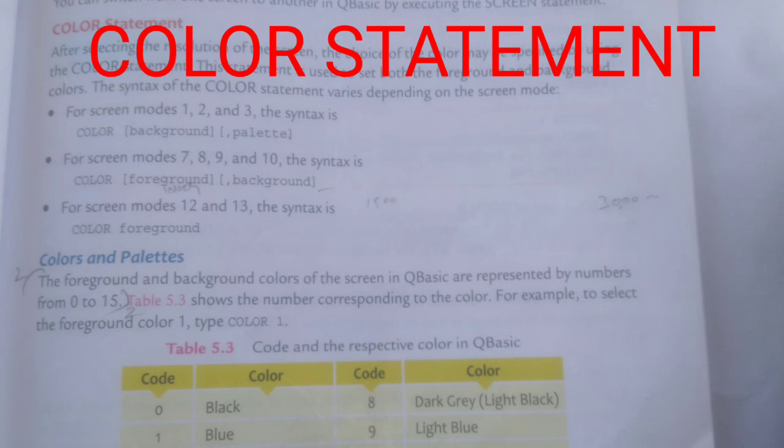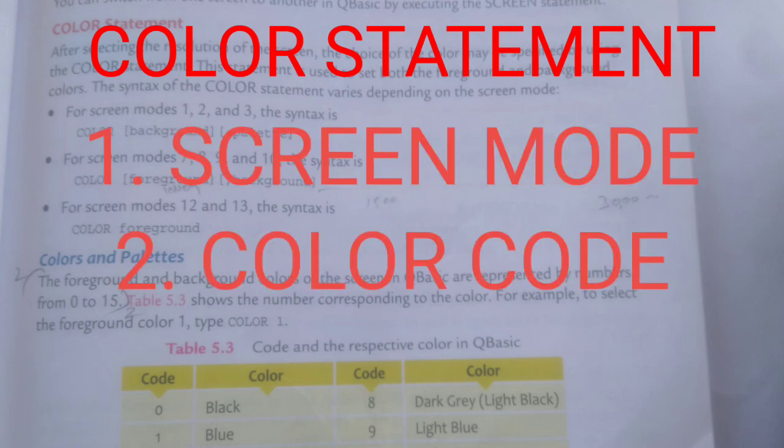The color statement varies depending upon the screen modes. The foreground and background colors of the screen in QBasic are represented by numbers from 0 to 15, totally 16 numbers. And this is the rule: first you enter the screen mode and after that you enter the color mode. The color mode depends upon the screen mode.